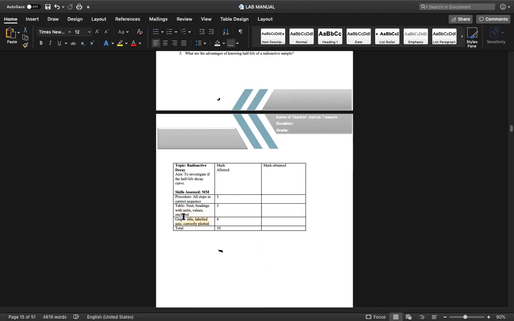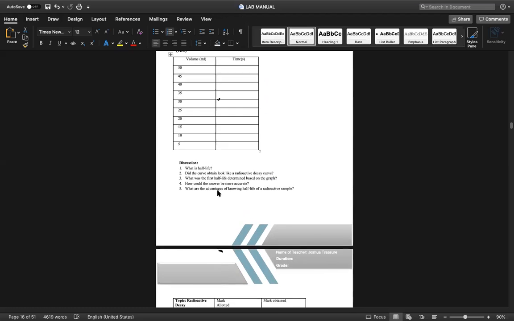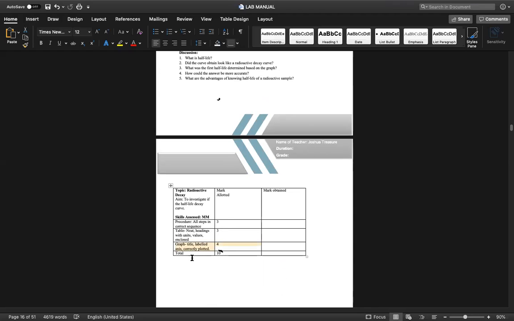Right, your graph now, you should have a graph for this. So check your mark scheme. And also your method states that plot a graph of volume against time. So if you don't draw a graph, you lose 4 marks. So the maximum you could get is 6.